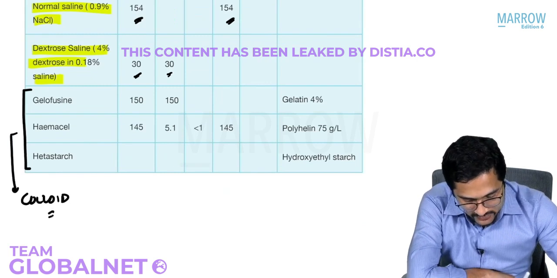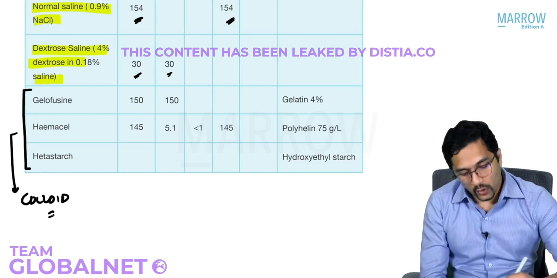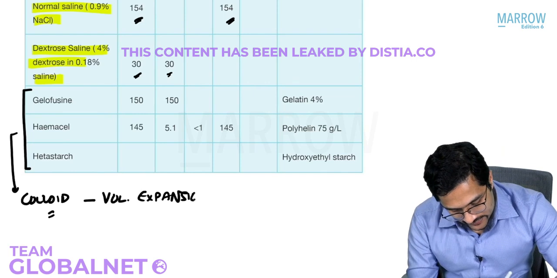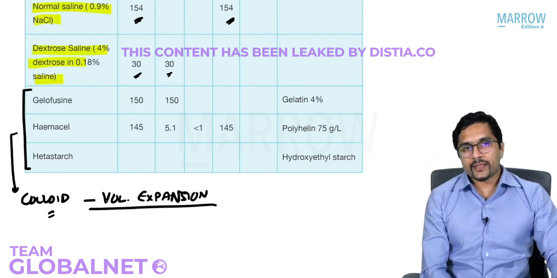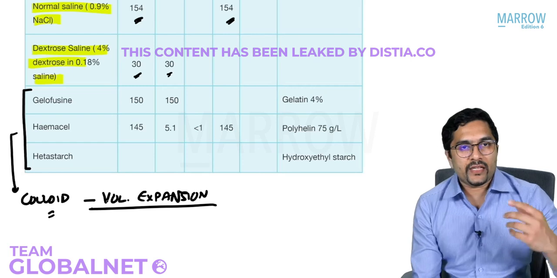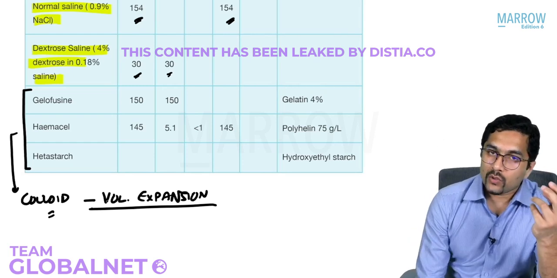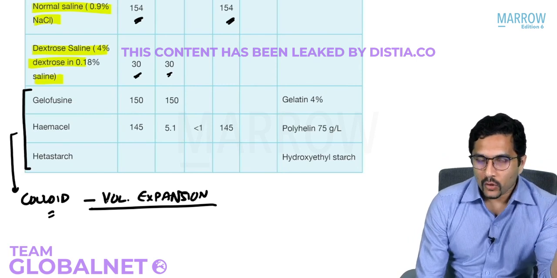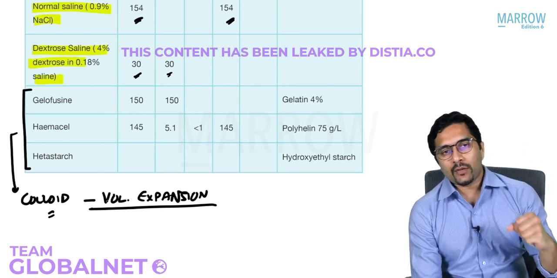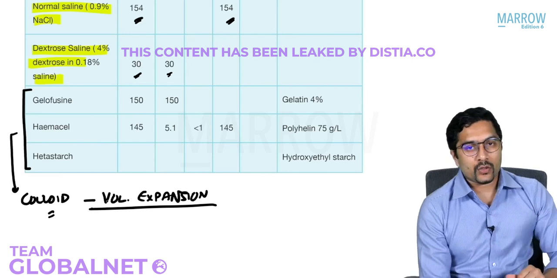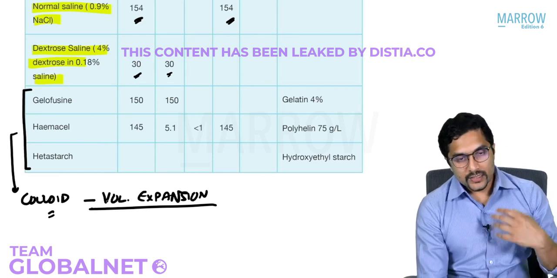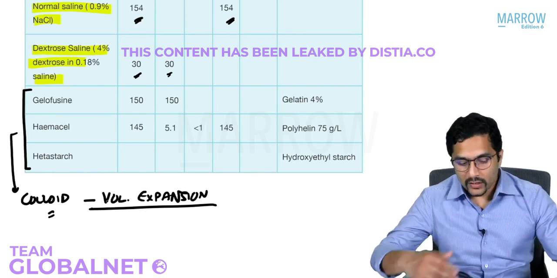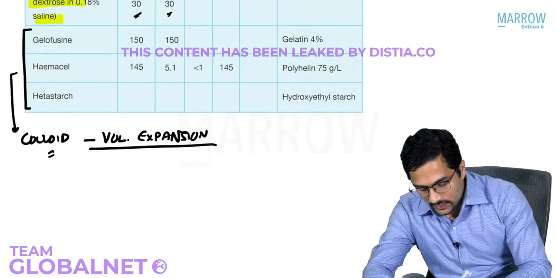These are colloid agents which are used, and colloid agents are usually used for volume expansion, right? And these days we will first give crystalloids, and only after that, if we need volume expansion, we will use colloids. And better than colloids is to use blood or blood products, but till the time you're arranging blood and blood products, you can give these colloid solutions as well. So these were the basic things which we need to keep in mind when we have to give fluid to patients in the surgery ward.